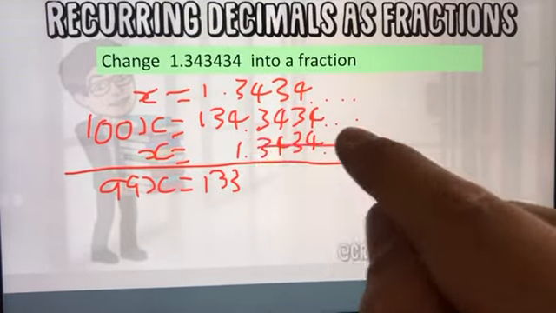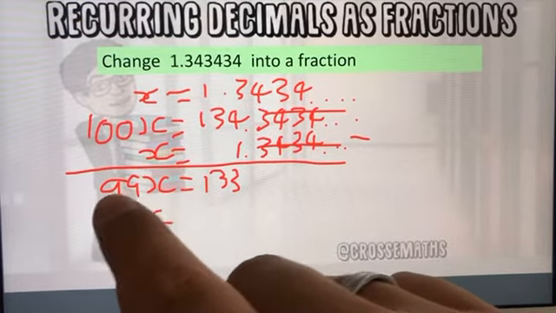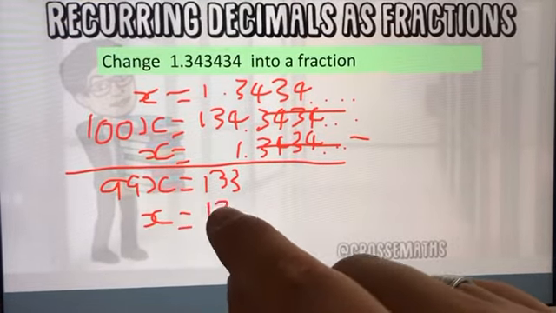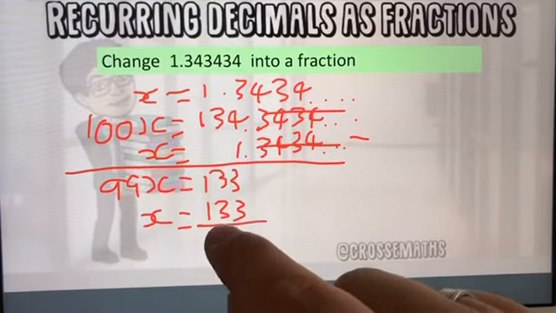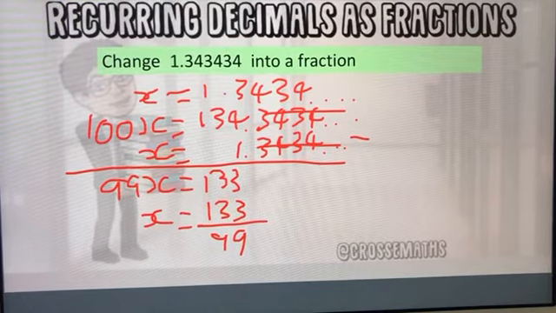Take them away. 99x equals 133. 134 take away 1. These two cancel out. 99x equals 133. Divide by 99. X equals 133 all over 99. Again, that may simplify. I don't think it does. I think that just stays as it is. 133 over 99 as a fraction.